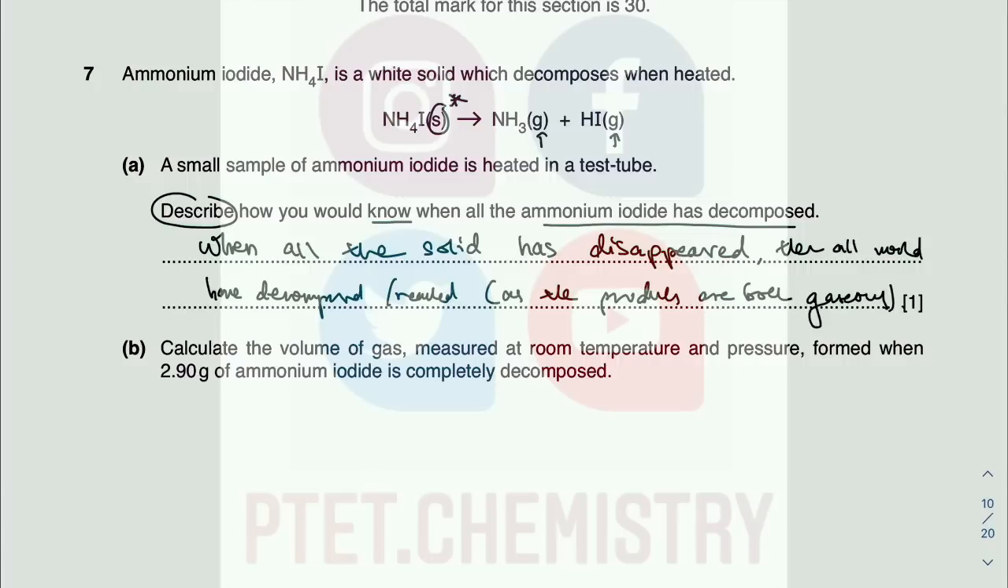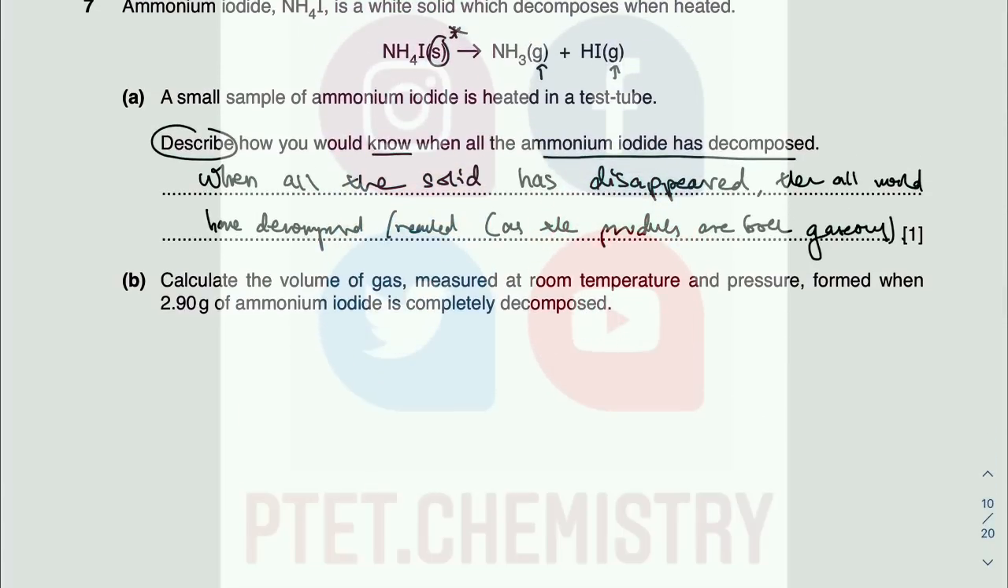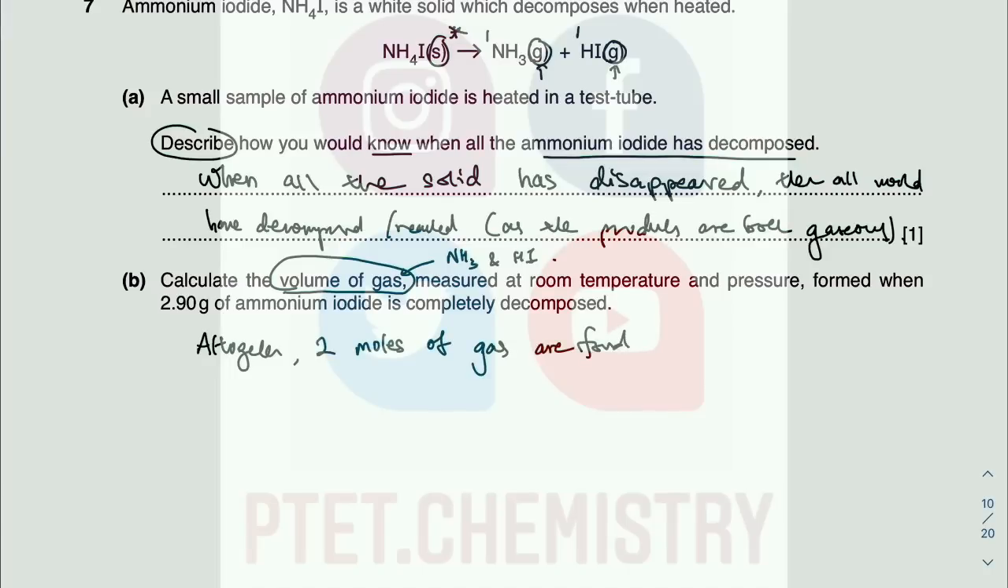Now you want to do some calculation. You want the volume of gas. You see that's tricky there? How many gas are there? There's 1 gas and 2 gas. 1 mole and 1 mole. So there's NH3 and HI. Altogether, 2 moles of gas are formed from 1 mole of NH4I.